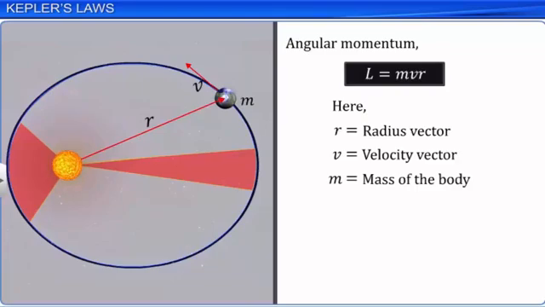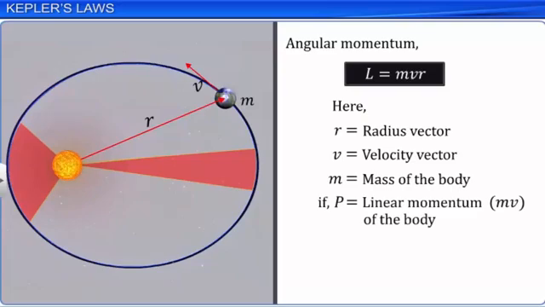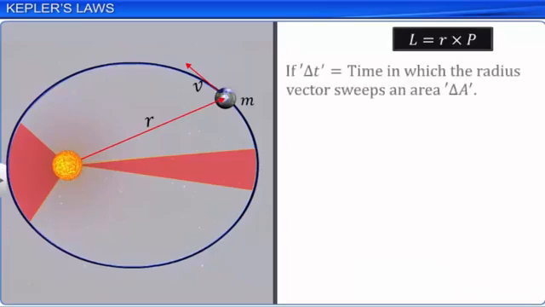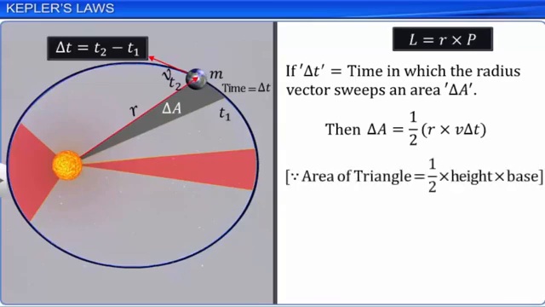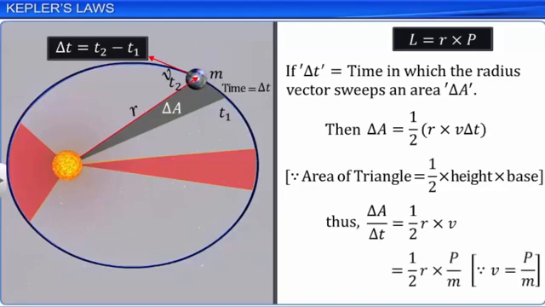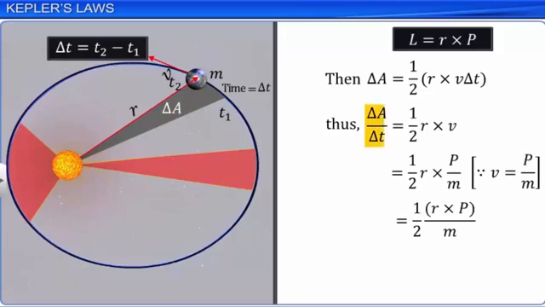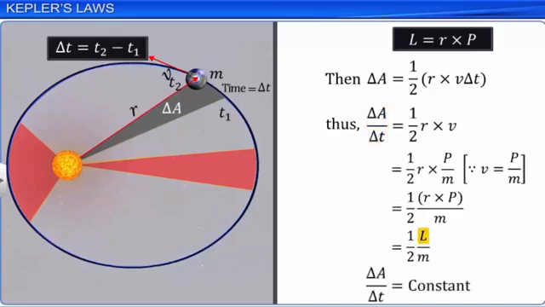If delta t is the time in which the radius vector sweeps an area, delta A, then delta A is equal to half multiplied by r multiplied by v delta t. Thus, delta A by delta t is equal to half r multiplied by v. On simplification, we get delta A by delta t is equal to half L by m. As L is constant, delta A by delta t is also constant. Hence, for a given time interval, delta t and delta A remain constant, thus proving Kepler's second law.